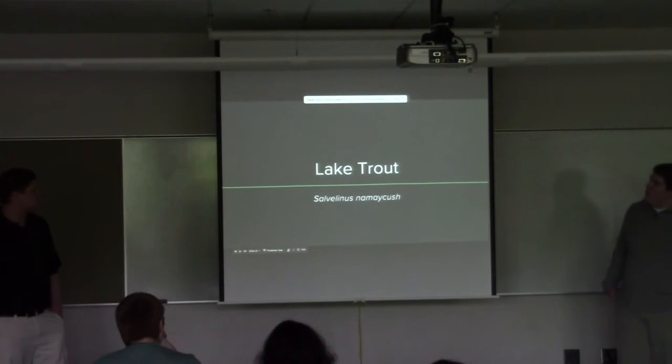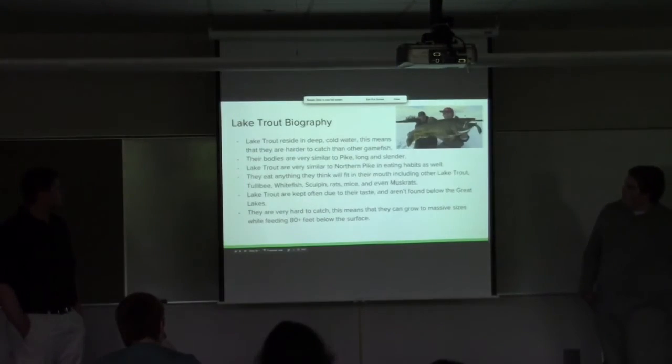So next we have lake trout. Lake trout reside in deeper, colder water, meaning that they're harder to catch than other game fish. They have a similar body to a northern pike. They're long and slender. That one's fat, but lake trout are very similar to northern pike in what they eat and how they eat. Again, they'll eat pretty much anything that they can fit in their mouth.